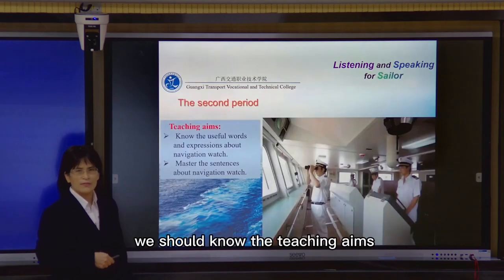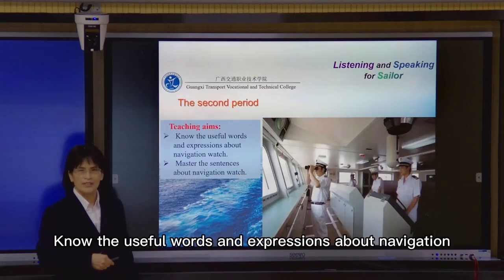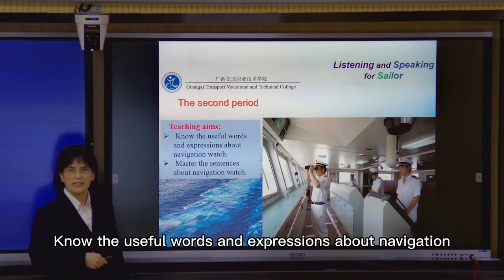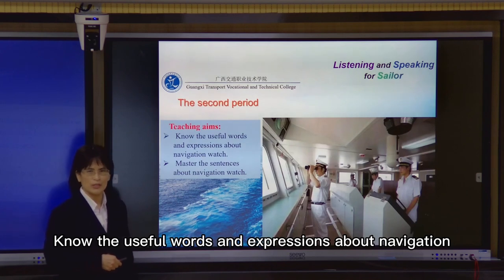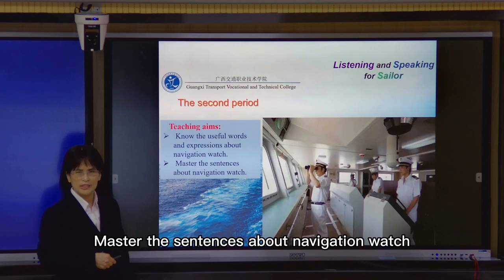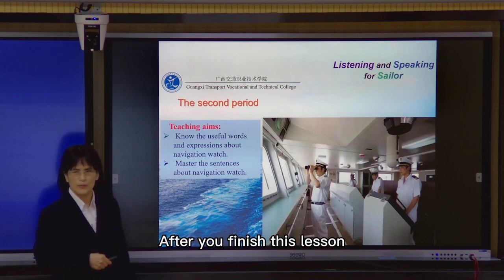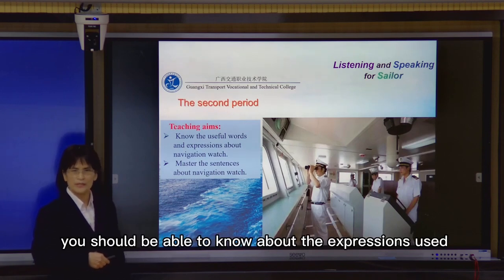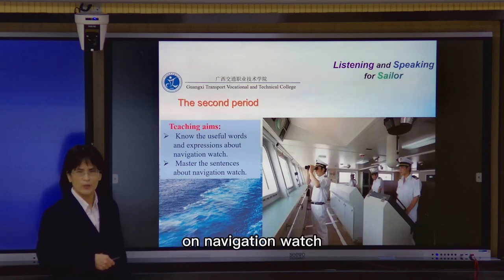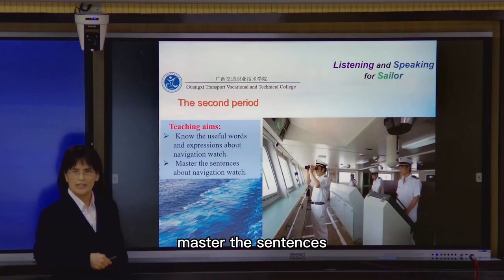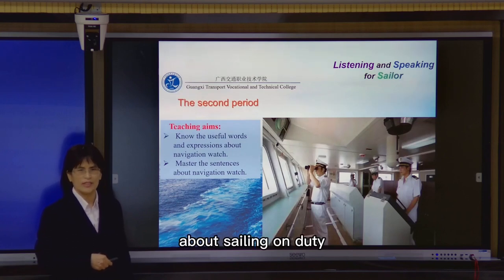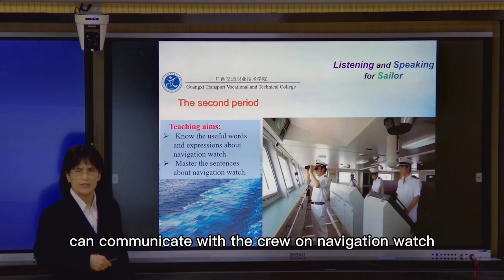First of all, we should know our teaching aims. Know the useful words and expressions about navigation watch. Master the sentences about navigation watch. After you finish this lesson, you should be able to know about the expressions used on navigation watch, master the sentences about sailors on duty, and communicate with the crew on navigation watch.